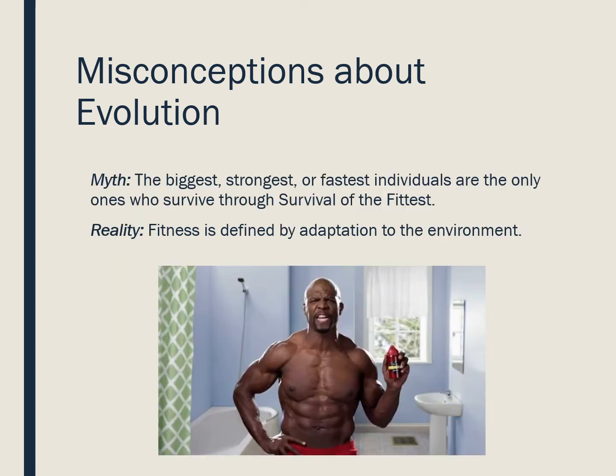Another common misconception: the biggest, strongest, or fastest individuals are the ones who survive through survival of the fittest. When we talk about fitness in biology, we're talking about being adapted to their environment. We're not talking about, like Terry Crews here, you've got to be buff and strong. That's not what we're going for. Fitness in a biological sense means being better adapted to their environment. So the black mice have a better fitness than the white mice. It doesn't matter which one's bigger or stronger. The black mice will always have a higher fitness because they're better adapted to their environment.